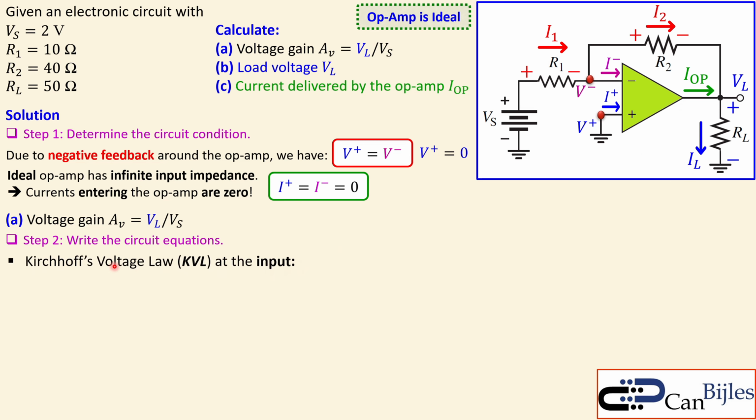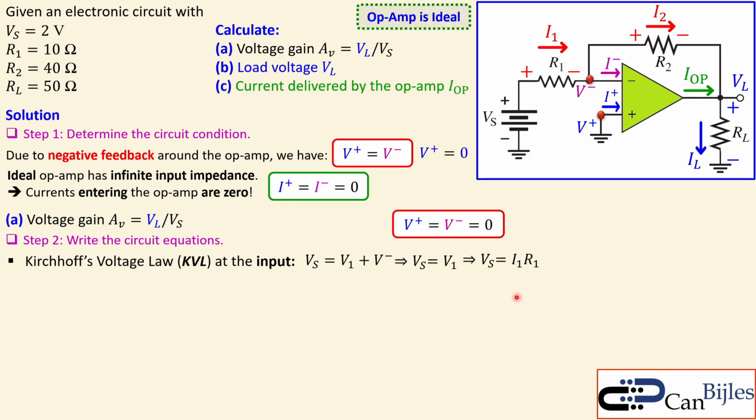Now I can write down Kirchhoff's voltage law at the input part, which is Vs equal to this voltage, I call this V1, plus the voltage at this node, which is V minus. But we know V minus is equal to V plus, and since V plus was 0, this is also 0. So this is gone. That means this part can be written as Vs equal to V1, and using Ohm's law, V1 is I1 times R1, the current times its resistance. So we have this expression, Vs is equal to I1 times R1.